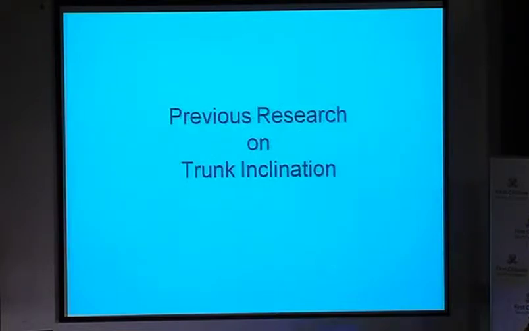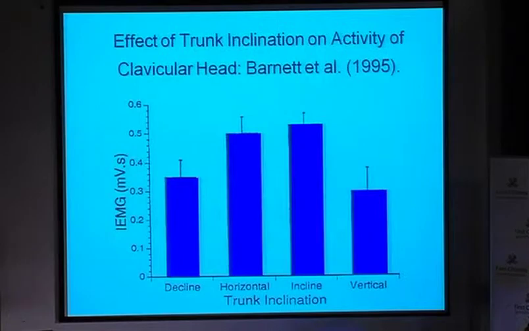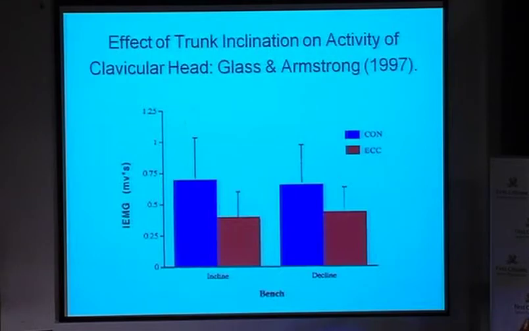On trunk inclination, we had Barnett et al. in 1995, looking at the clavicular head, and we see here that the inclined bench press produced just a little more activity than the horizontal, followed by the decline and then the shoulder press, or the vertical position here. Glass and Armstrong in 1997, their results contradict that found by Barnett et al. and others. You see here for the incline and the decline, they produce almost the same activity.